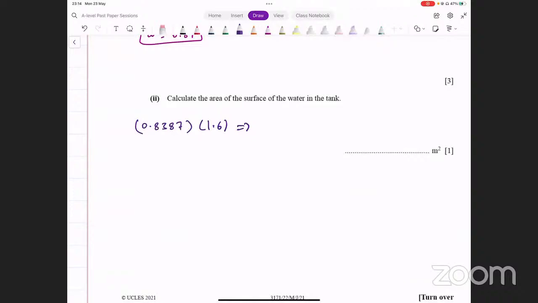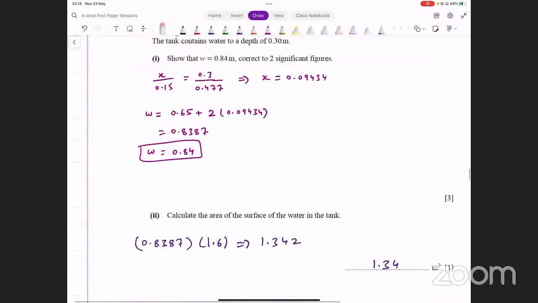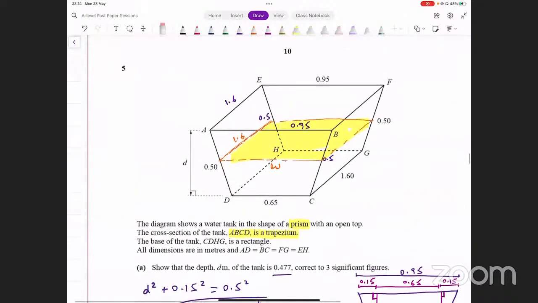Into 1.6, that is 1.342. And we can write 1.34 there, rounding it off. That's our result here. Okay. That was the last part of this, and that's question number 5. Let's move on to the next one.